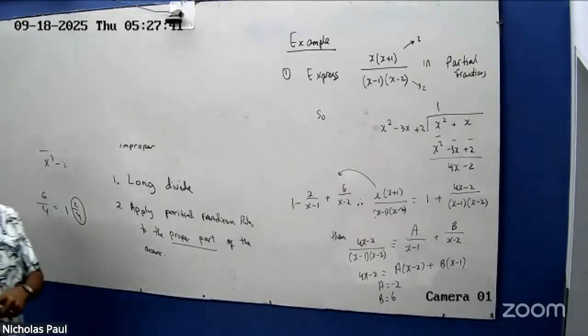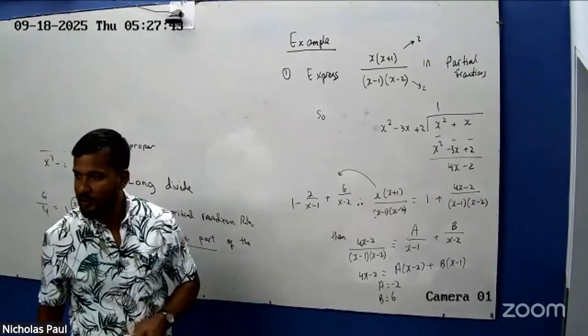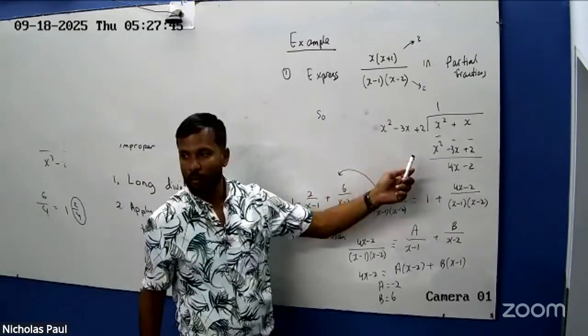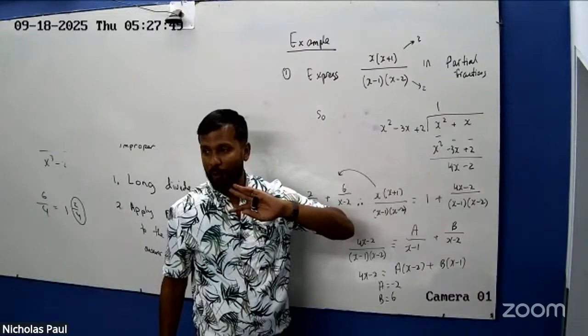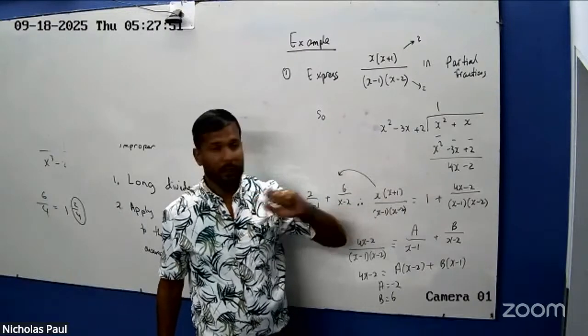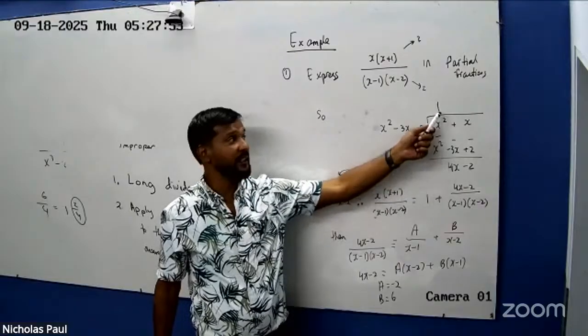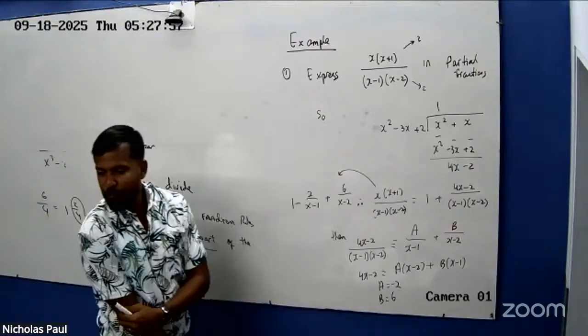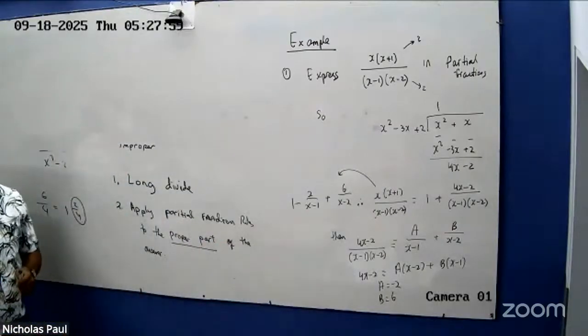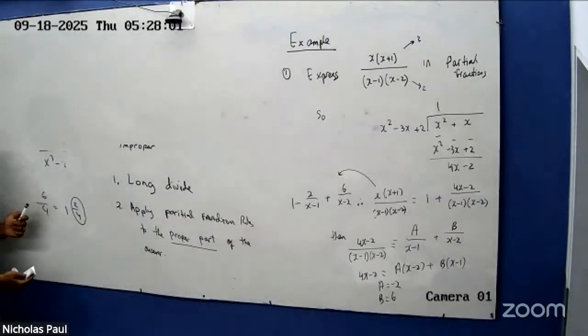How will you know it's improper? Suppose you're not too sure and you end up long dividing. How will you know it's improper? This will be bigger than this. So this here will be what? It can't divide, right? It can't divide.